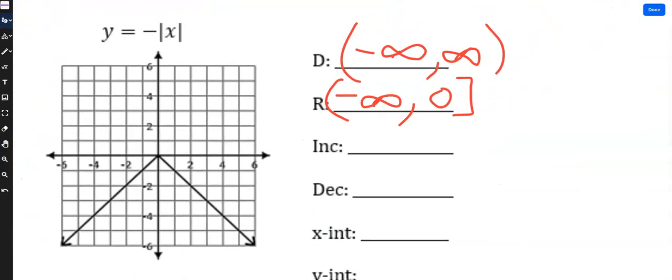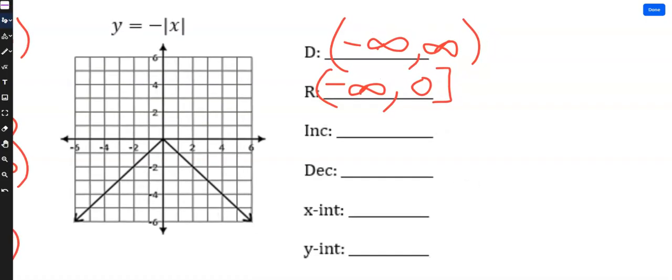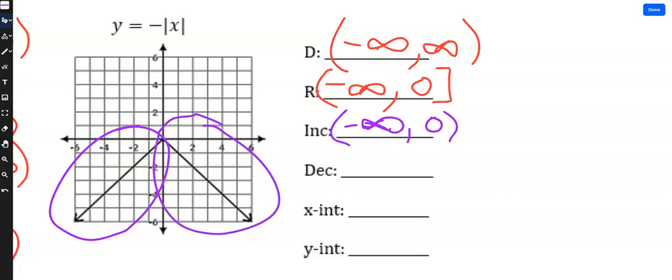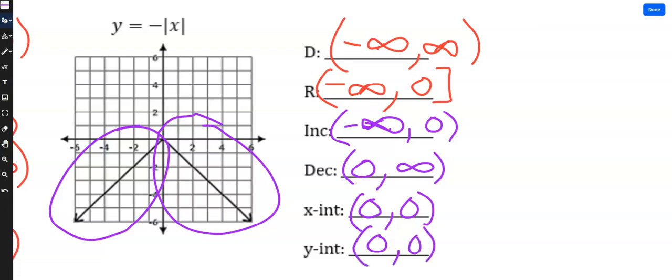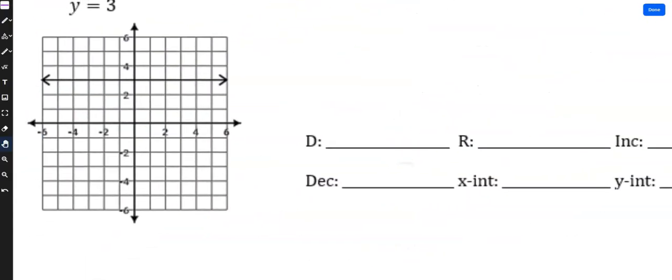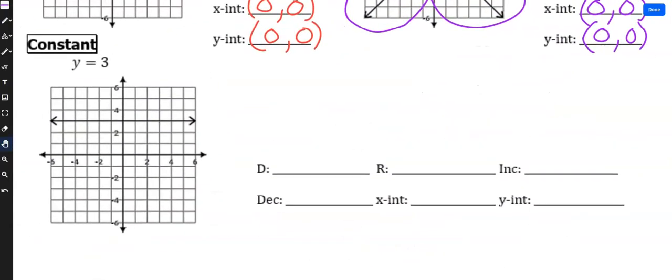Okay. This section over here from negative infinity to 0 is increasing, and then it switches and goes back to decreasing. X-intercept still 0, 0. Still 0, 0 for my y-intercept because everything's crossing at the origin. All right, let's see what we got here.